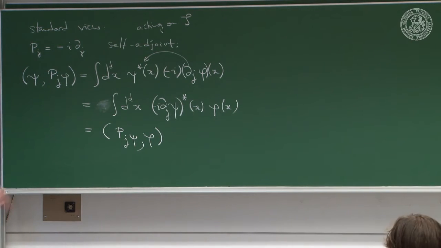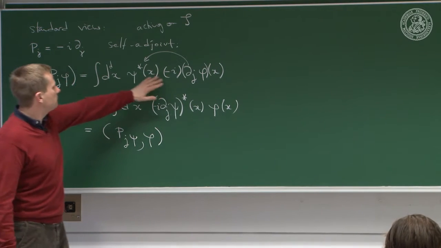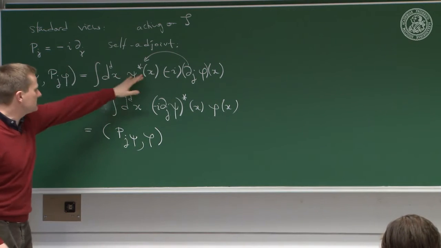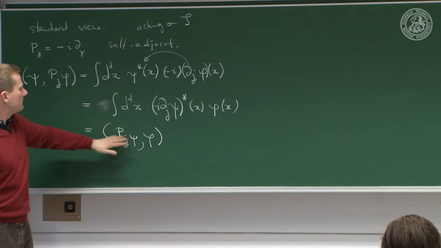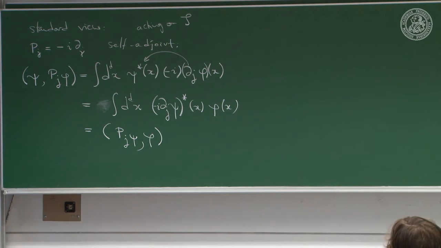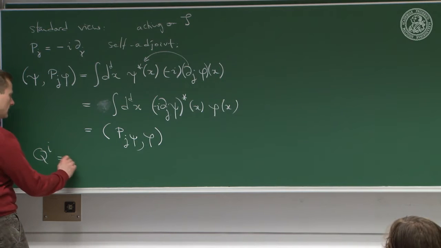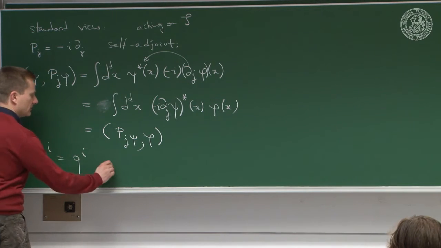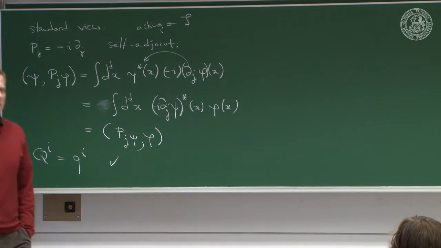So indeed, this choice acting here, with these Cartesian coordinates on R^d, satisfies this self-adjointness property, and so does the Q_i that just acts by multiplication. It's also self-adjoint. So everything is fine.